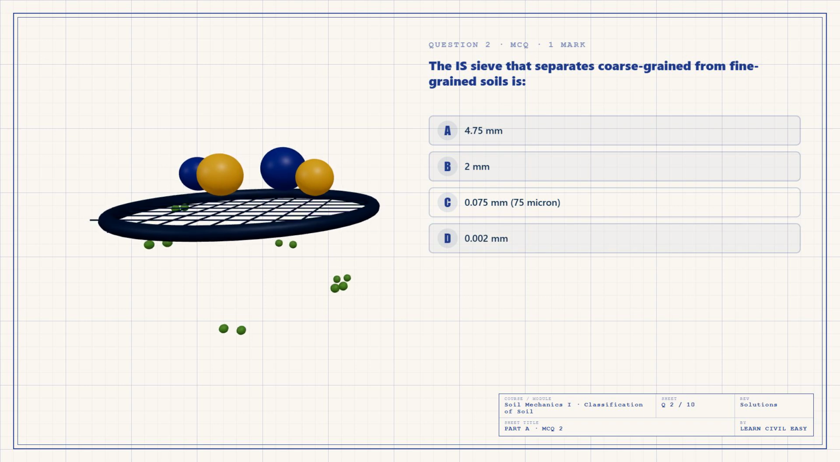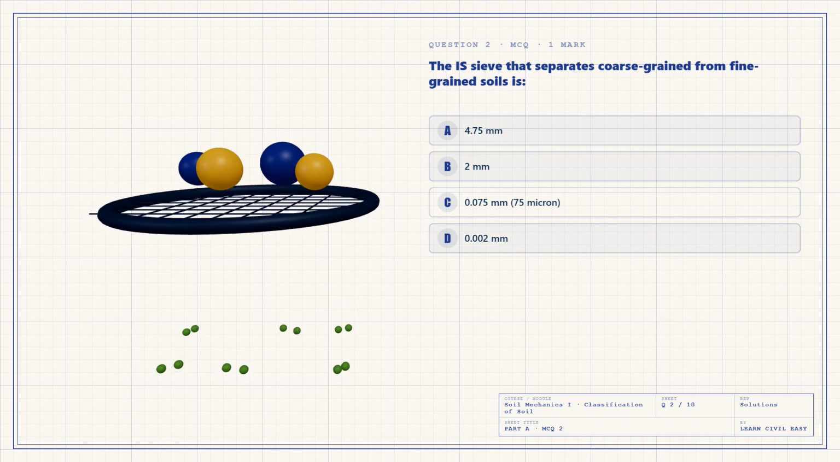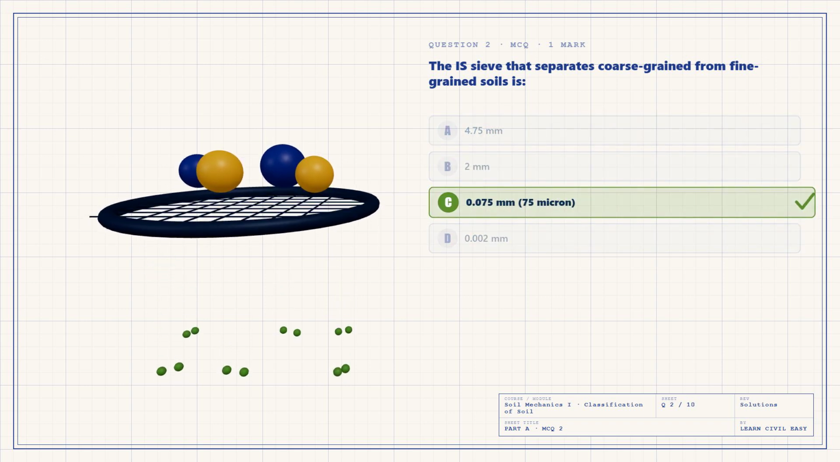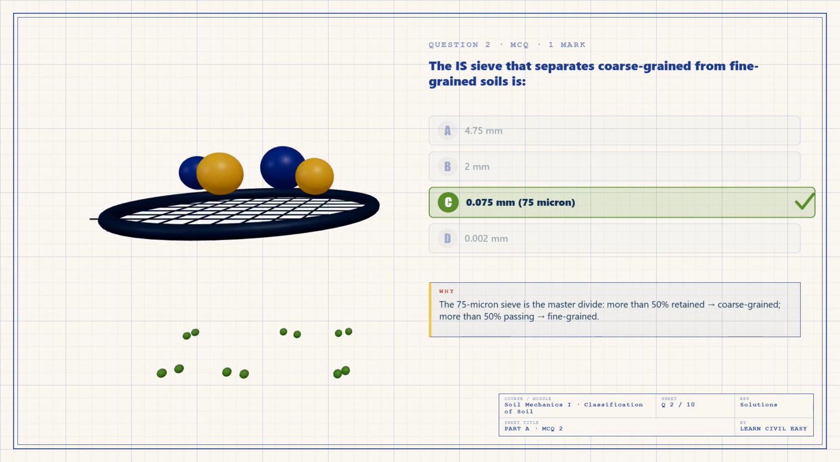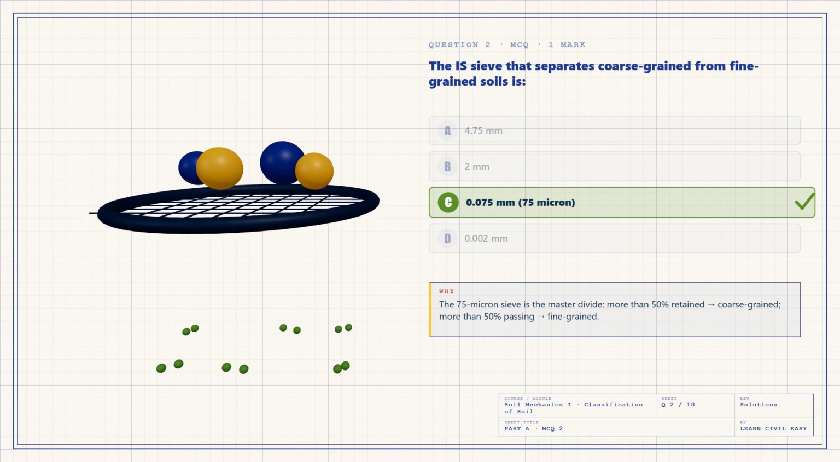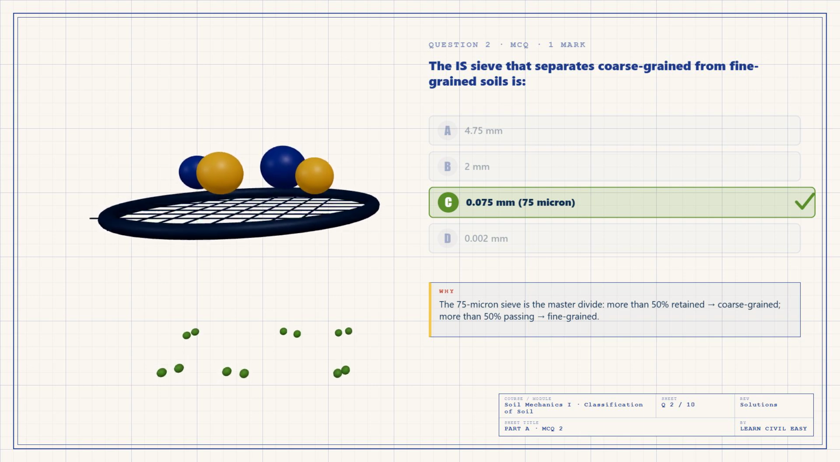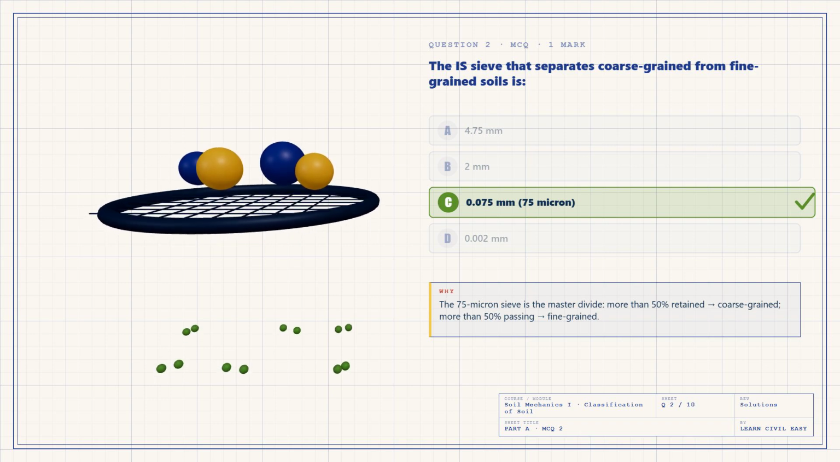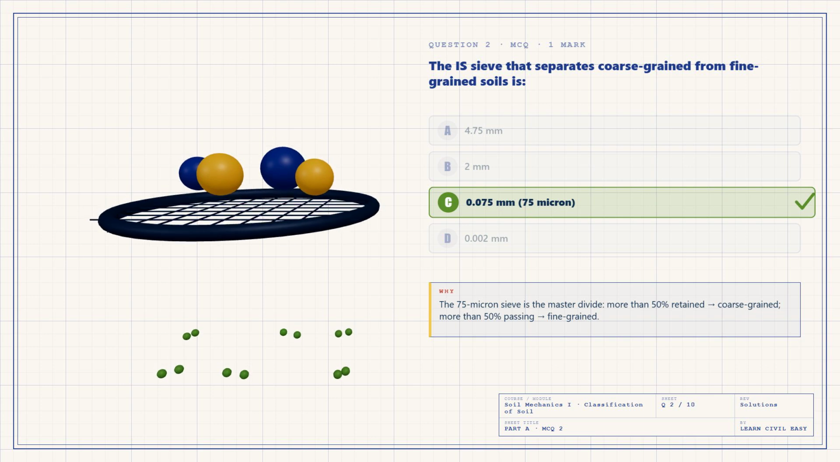Question 2. The sieve that splits coarse from fine soils is the 75 micron sieve. Option C. If more than half is retained, the soil is coarse grained. If more than half passes, it is fine grained. This is the single most important number in Part A.